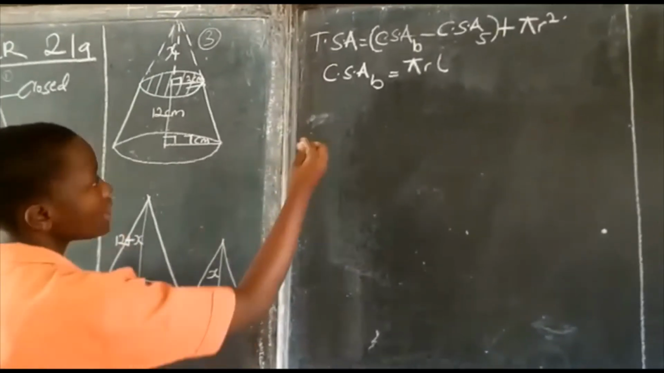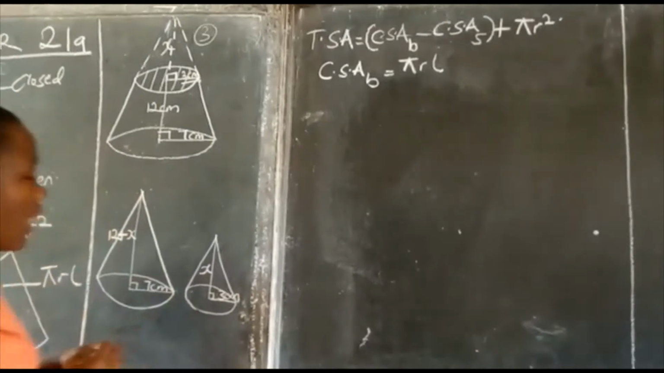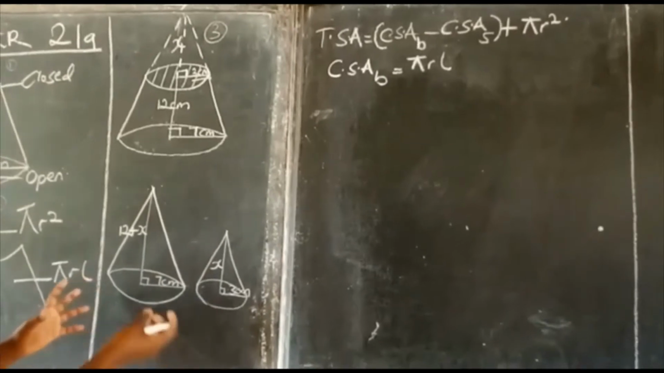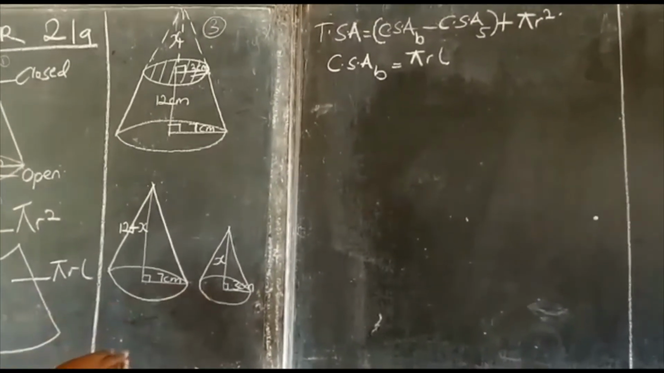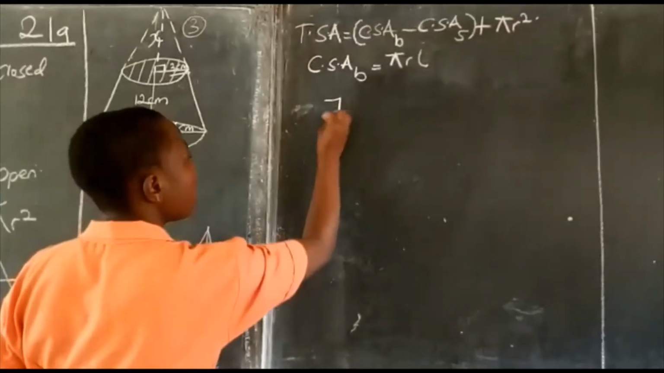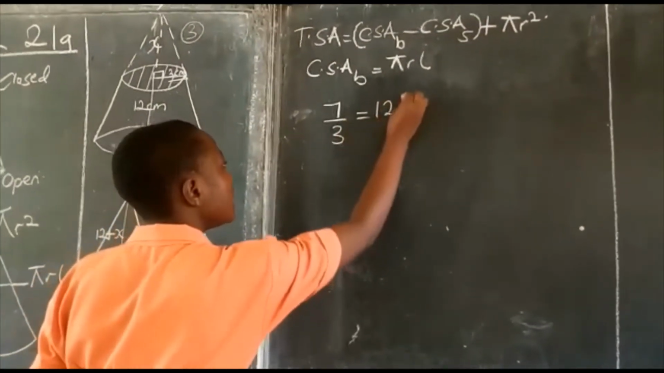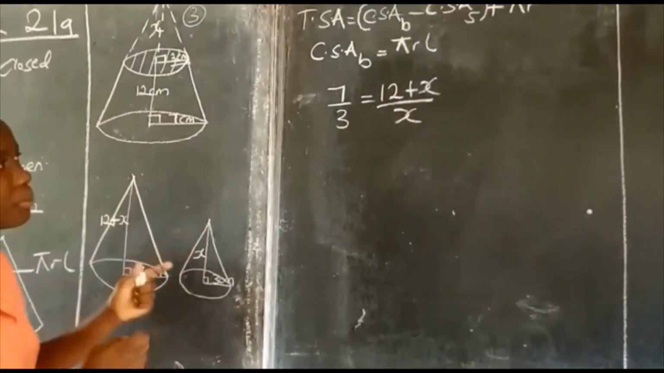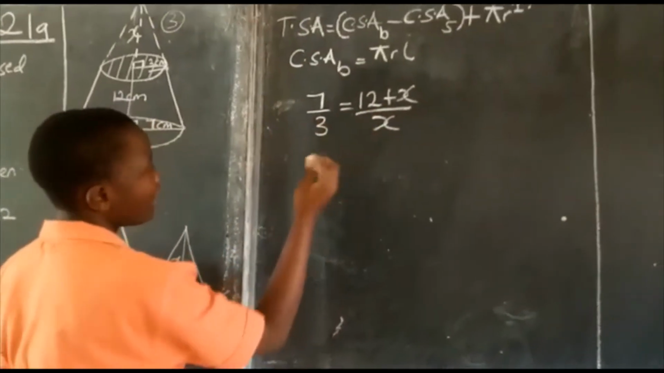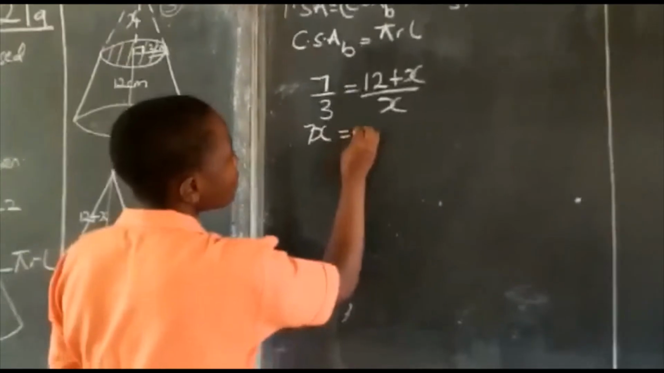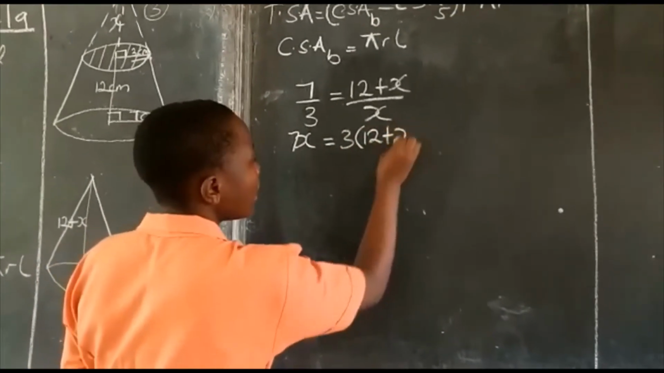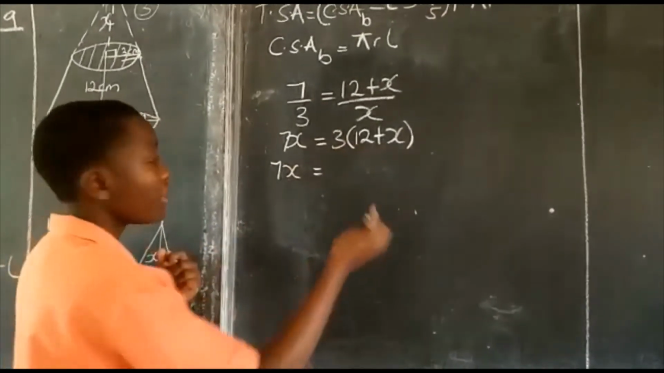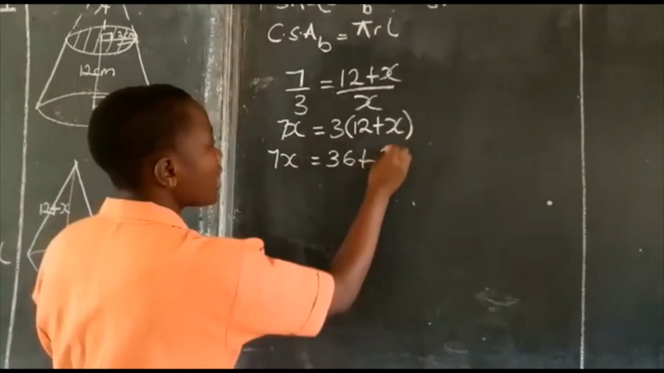We shall get the height of the cones using the linear scale factor, and these two cones are similar, so the ratio of their corresponding values is equal. So we shall have the linear scale factor as 7 out of 3, which is equal to 12 plus x out of x. Since this is our height for our bigger cone and this is our height for the small one, we shall cross multiply to find the value of x, which will be 7x is equal to 3 times 12 plus x. We shall open the bracket, so we shall have 7x is equal to 3 times 12 is 36, plus 3 times x is 3x.